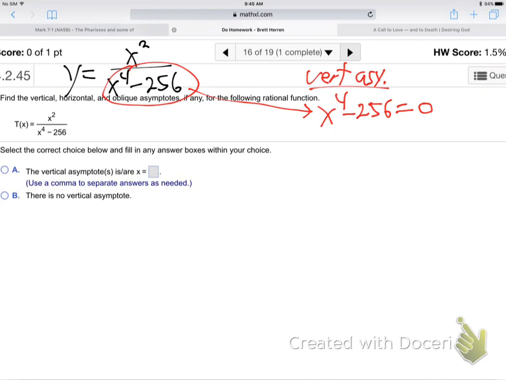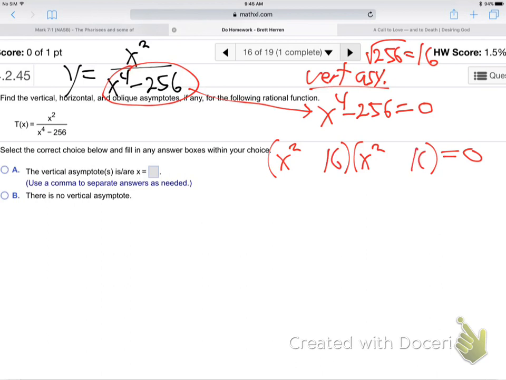So can you factor that? Remember factoring? This would be x squared, x squared. Take 256 and root it on your calculator. The root of 256 would be 16. So that means it's 16 times 16. So that's plus 16, minus 16. Good so far?